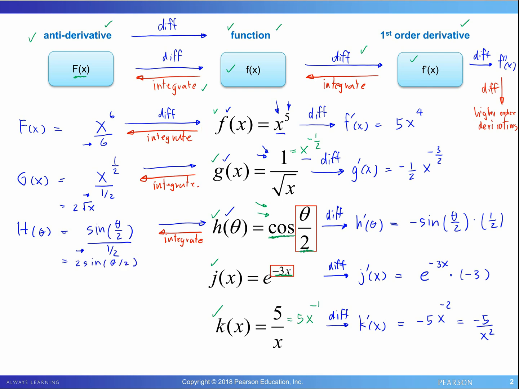Now next one, j of x, let's find antiderivative of this function. We are going to call it big J, capital J of x equal to, now we apply the reverse logic. We integrate this.